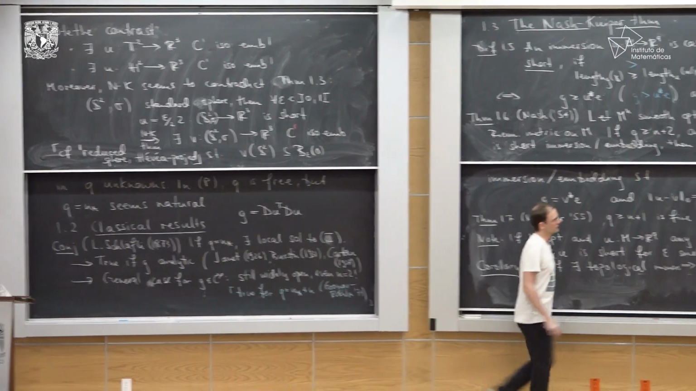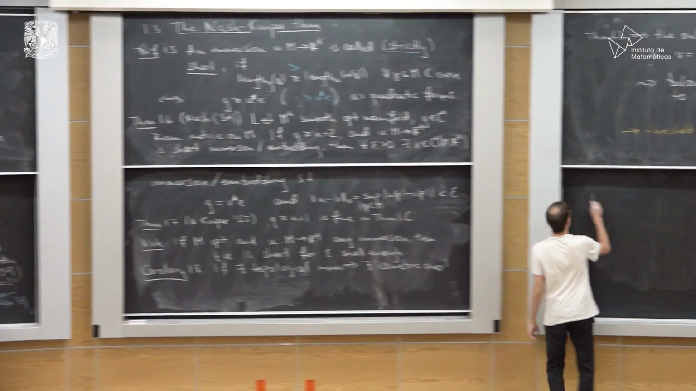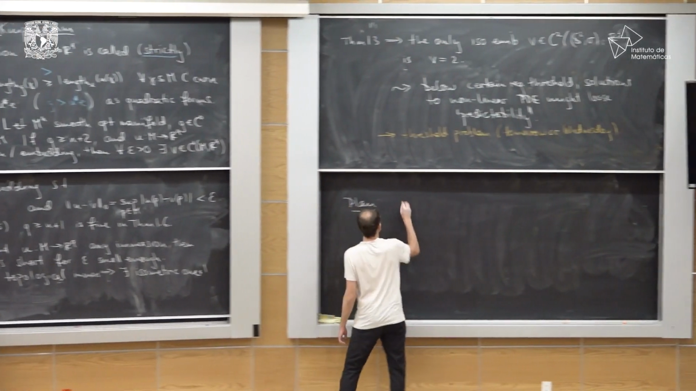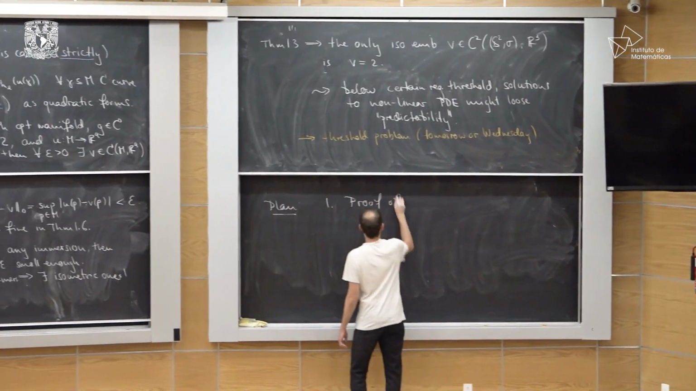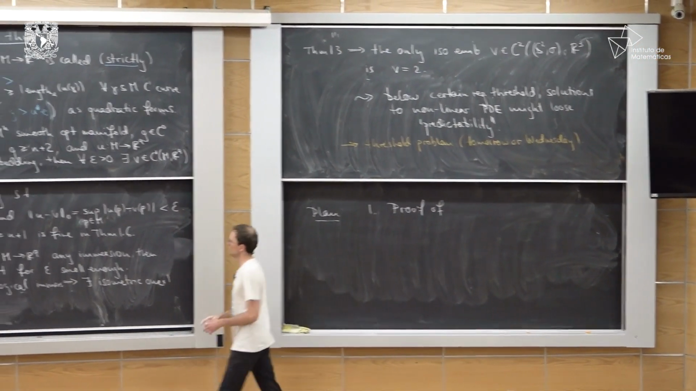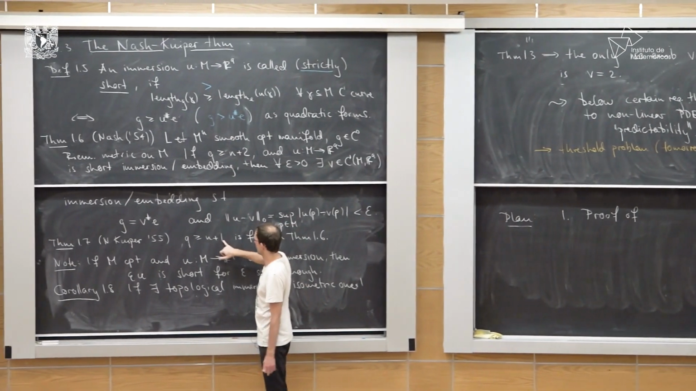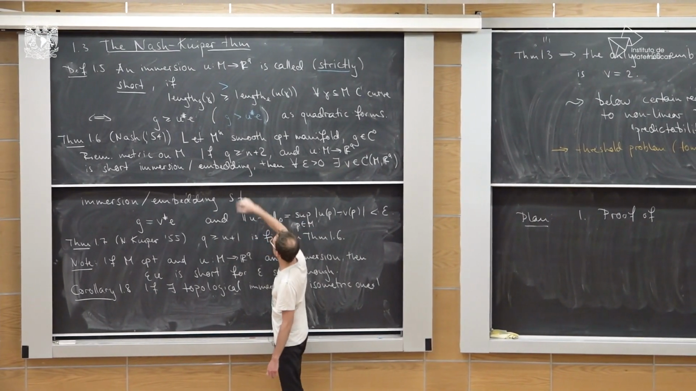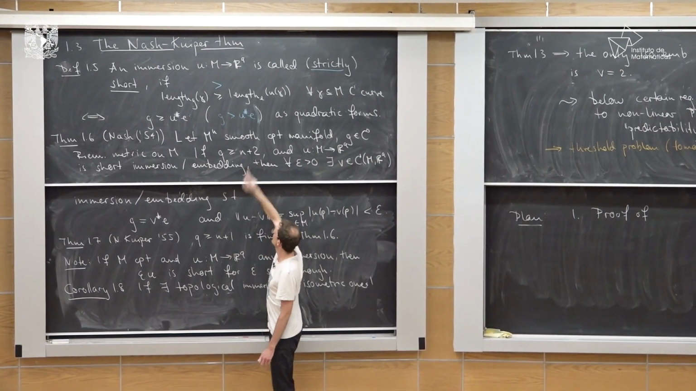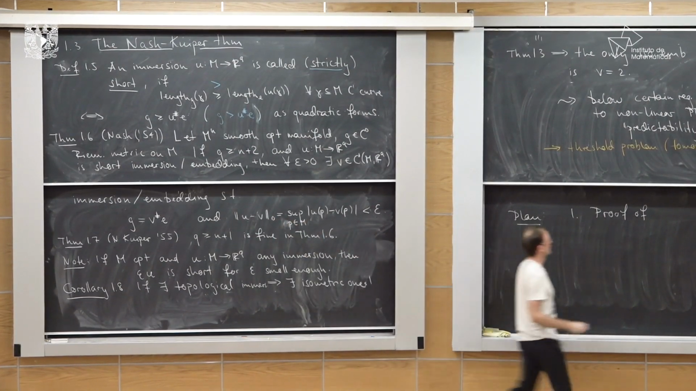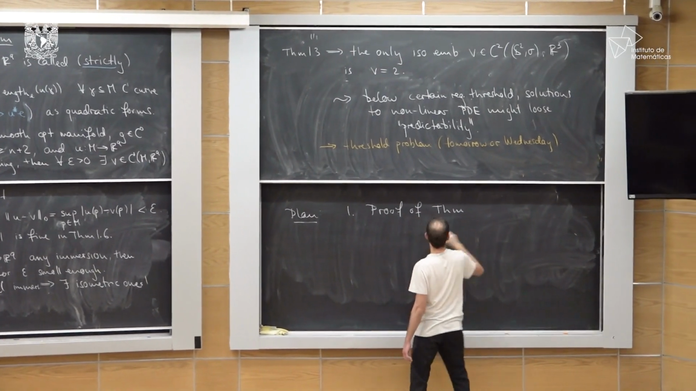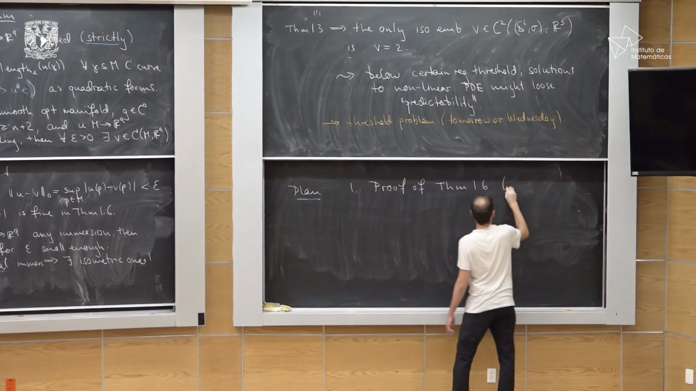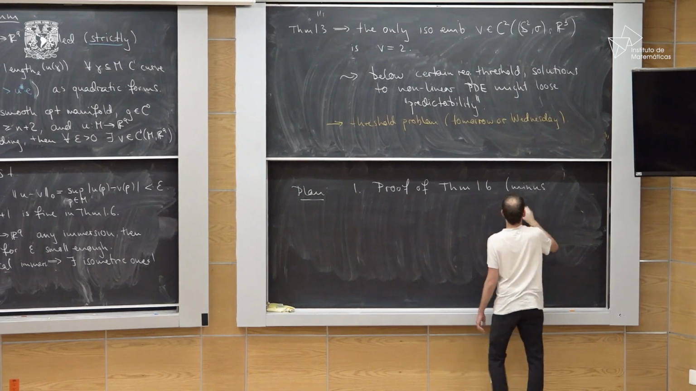And so the plan is: first, a proof of the Nash-Kuiper theorem, again throwing away one technical detail. Let's just stick to the case which Nash considered, theorem 1.6, minus technical details.